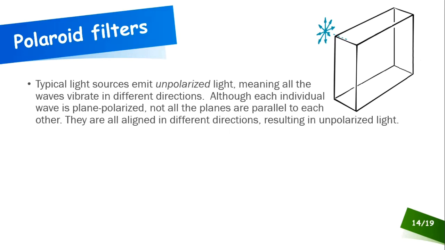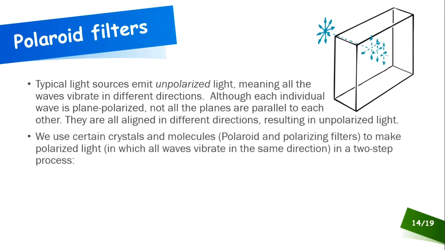Polarized light is basically where we select only one of those planes out of all of the different directions. And we do that by using certain crystals and molecules. So they make what's called a polaroid or polarizing filter. And so notice what the filter does. It takes out the light of all the different directions except for one direction.